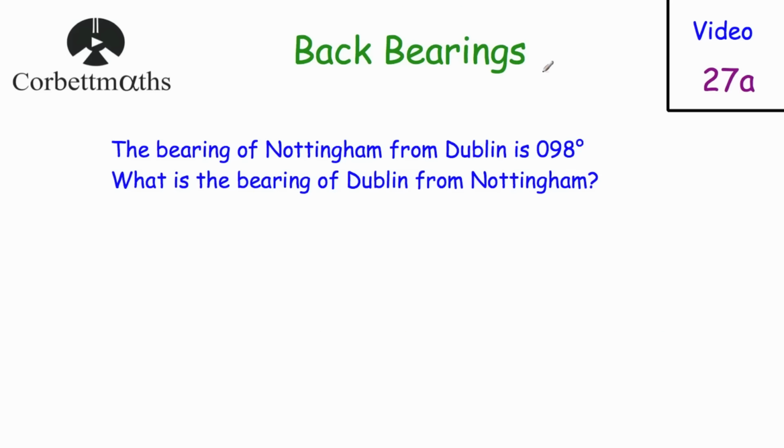Okay, let's have a look at our next topic, and that's actually bearings as well. It's working out back bearings. So in other words, here's an example. If we know the bearing of Nottingham from Dublin is 098 degrees, what's the bearing of Dublin from Nottingham? So going the other way around.